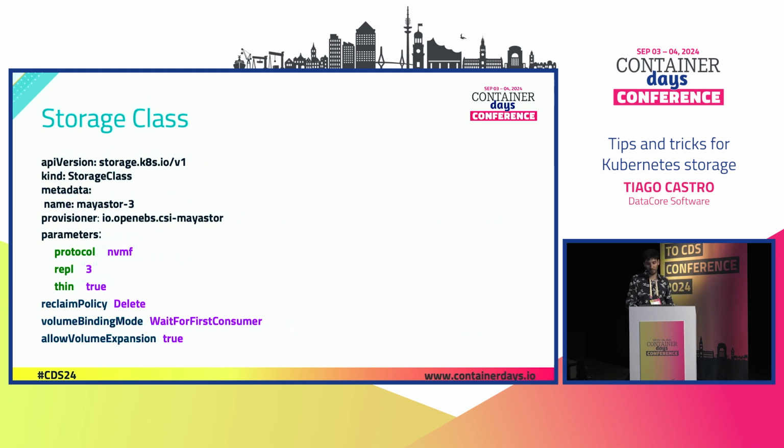So here we can see some common parameters in blue, the last three, which are the reclaim policy, the binding mode, and whether this volume can be resized to a larger size. And then in green, you can see the parameters which are very specific. In this case, it's the OpenEBS Mayastor CSI driver, and the protocol is NVMf. You can specify 3 replicas, and it will create thin provisioned volumes.